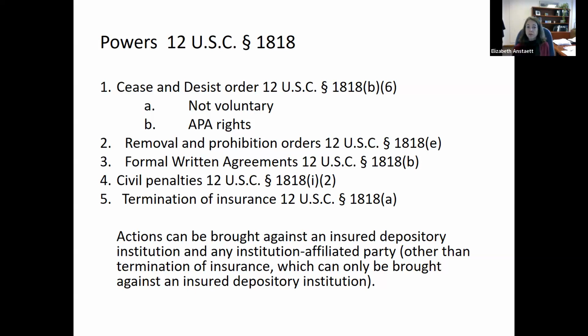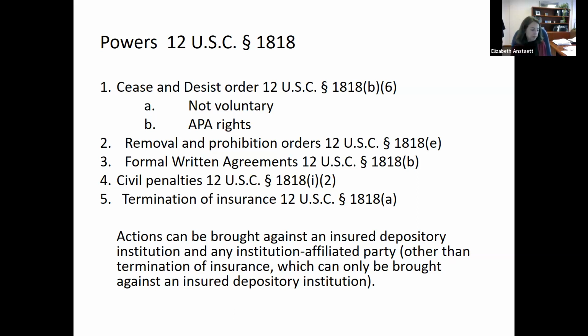There are also formal written agreements, which are not the same as a consent order, which is more of a settlement. And there is a whole system for civil penalties. And there are various tiers of penalties, and needless to say, they get into the millions of dollars very quickly, depending on sort of the level of fault that's viewed. And the final kind of draconian penalty is the termination of insurance.